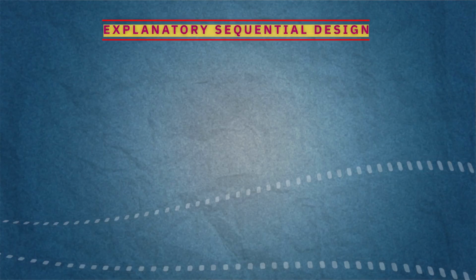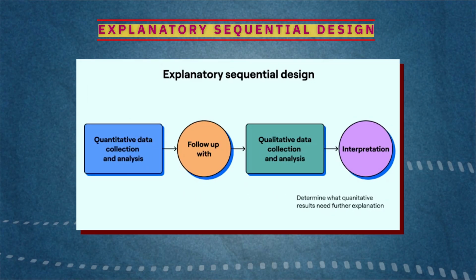Next, moving on, the second type is the explanatory sequential design. Now, explanatory sequential design is a mixed method research design in which quantitative data are collected and analyzed first, followed by qualitative data to explain, interpret, and elaborate on the quantitative findings. The emphasis is primarily on the quantitative part, while the qualitative part plays a supporting role.